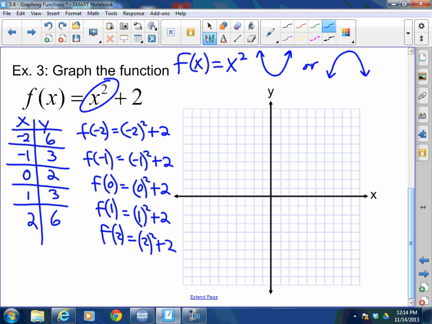I got negative 2, 6. So 1, 2, 3, 4, 5. Okay. And then I got negative 1, 3. I got 0, 2. I got 1, 3. And I got 2, 6. When you connect the dots, it's a U-shaped graph.